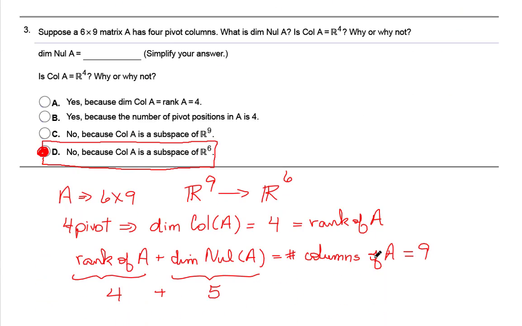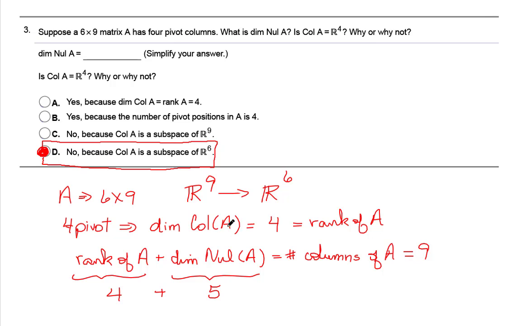All right, let's see. Question 3. Suppose A is 6 by 9, and again that means it's going from R9 into R6. What's the dimension of the null space, and is the column space R4? Well, let's see. We know it has 4 pivot columns, so the dimension of the column space is 4. That is the rank of A. So if the rank of A is 4, the dimension of the null space must be 5 because we have 9 columns.